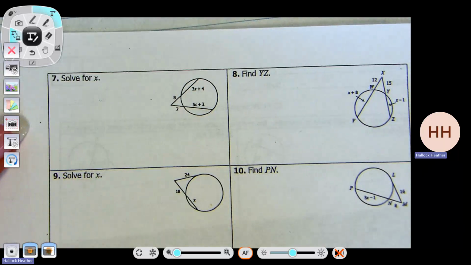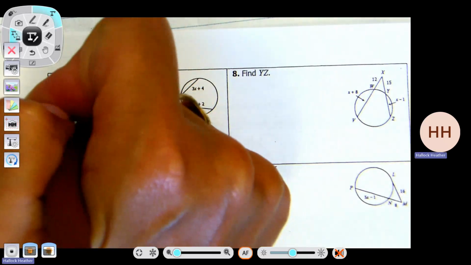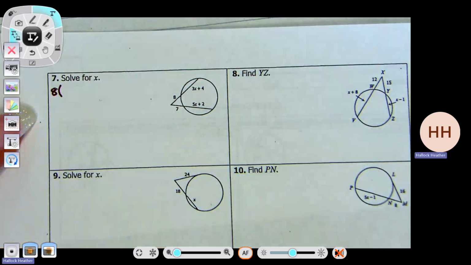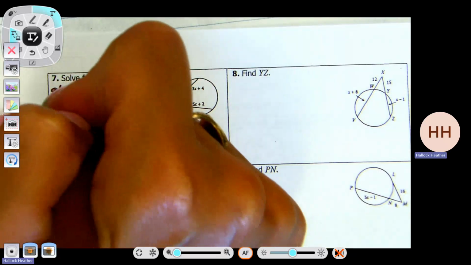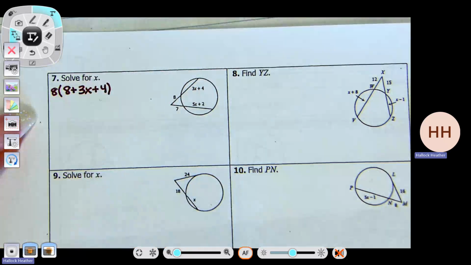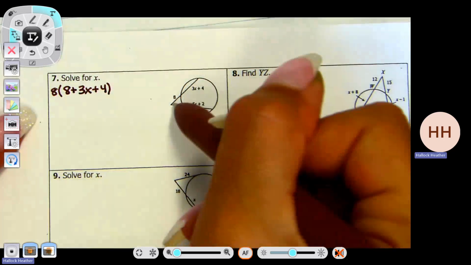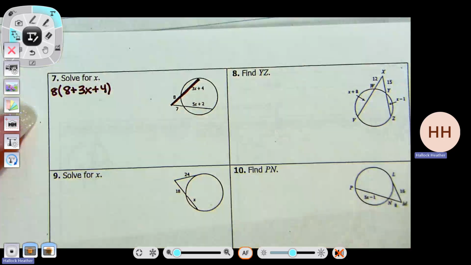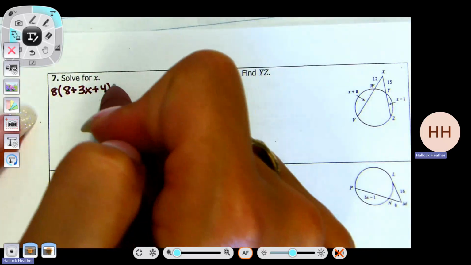Okay, so what's something on the outside? 8 and 7. So let's choose 8 just to start. What am I multiplying by? Yes. 8 plus 3x plus 4. So because you're doing outside times the whole length of the line, you still need to add them together. We'll combine like terms in the next step, but for now, let's just leave it like that.